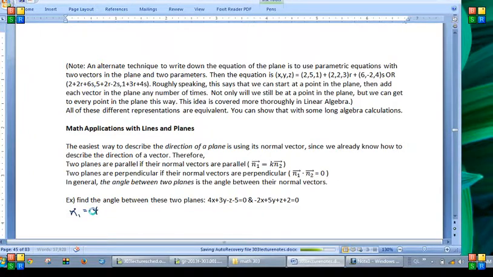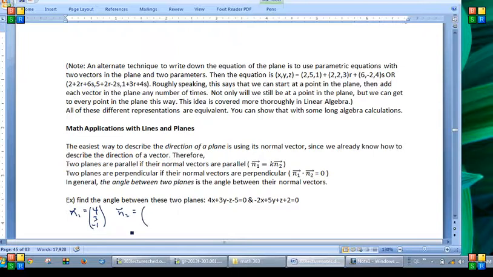And the constant negative 5, does that tell you about the direction of the plane? No, it wouldn't. It tells you about the position of the plane, which has nothing to do with its direction. It wouldn't change the angle. And doesn't change the angle, exactly. So there's your first normal vector.